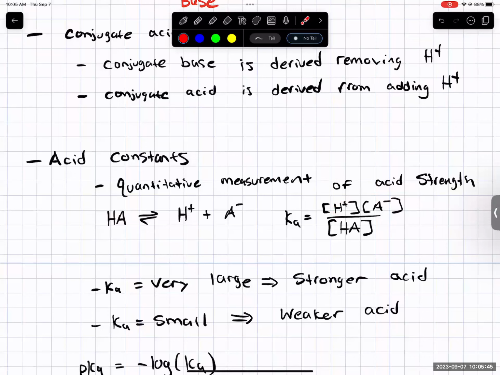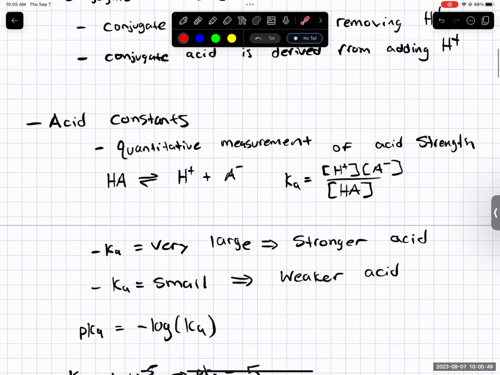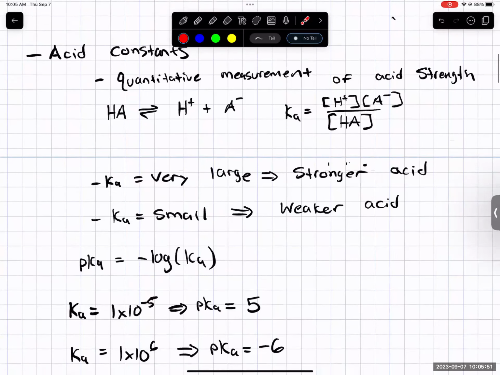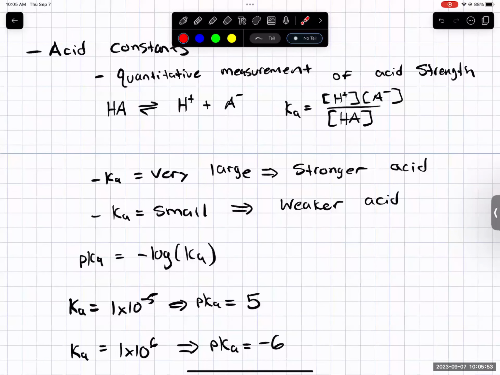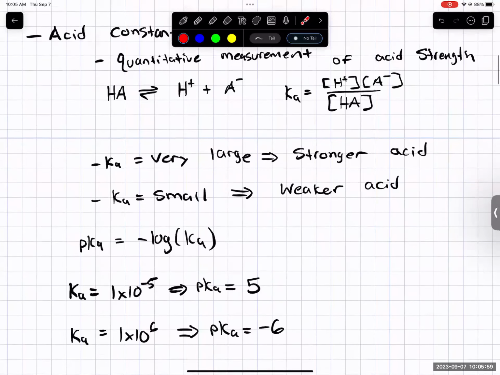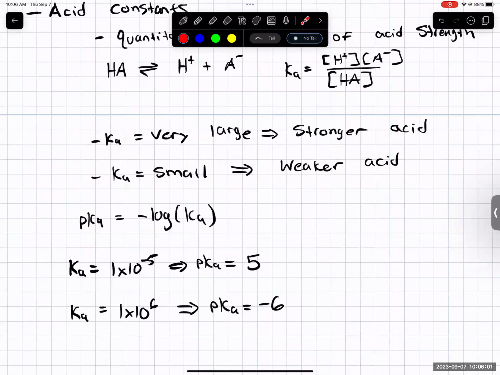We use this to determine how strong an acid is or maybe how weak it is. So in organic chemistry, we actually use the negative log of the Ka, which is the pKa. It's just an easier way to express that value of how strong or weak an acid is. Because if a Ka is 1 times 10 to the minus 5, the pKa is just 5. So when you're talking to someone, instead of saying this acid has a Ka of 1 times 10 to the minus 5, it's easier to say this acid has a pKa of 5, right?